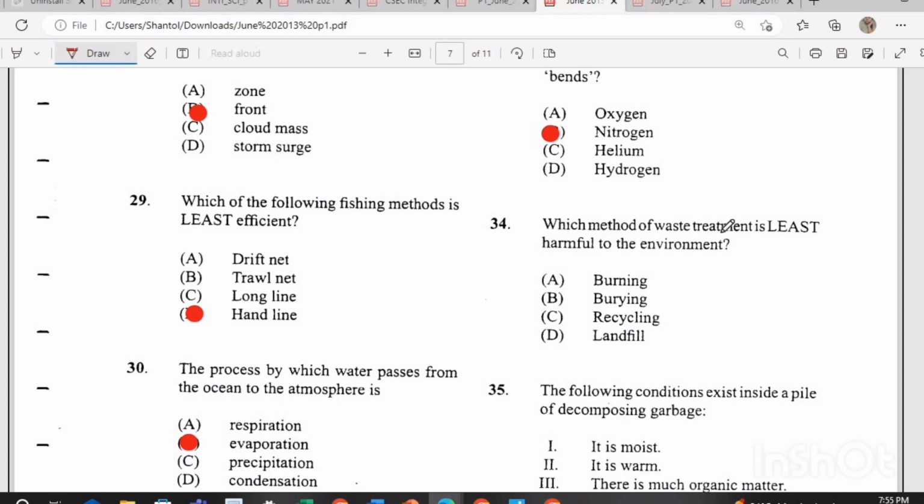34. Which method of waste treatment is least harmful to the environment? Is it A, burning, B, burying, C, recycling, or D, landfill? If you thought burying, you are incorrect. Or if you thought D, landfill, you're also incorrect. The answer is C, recycling.